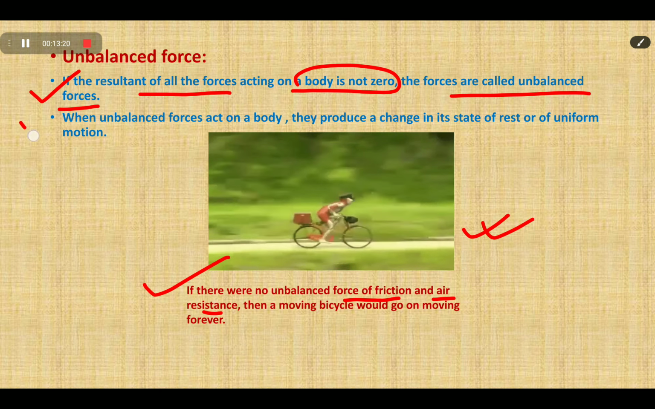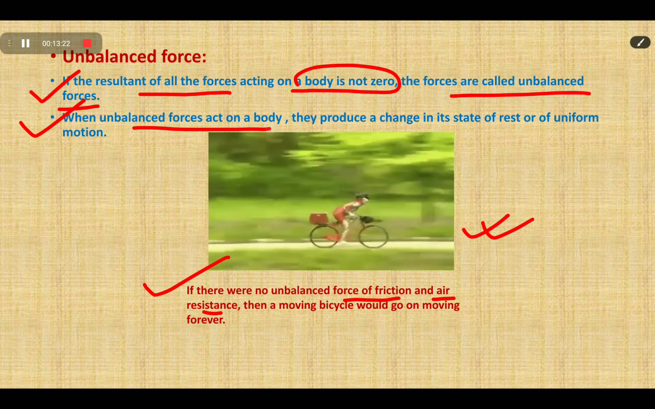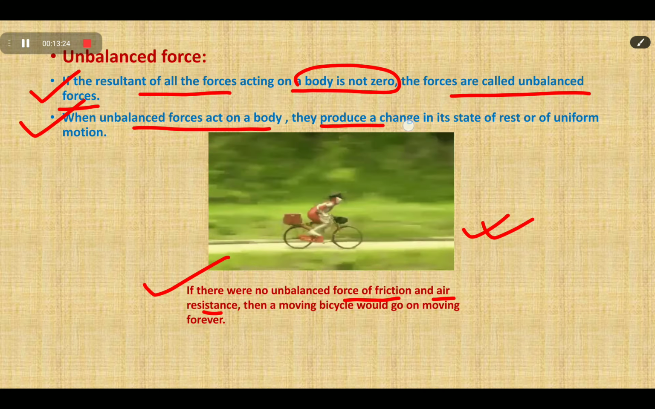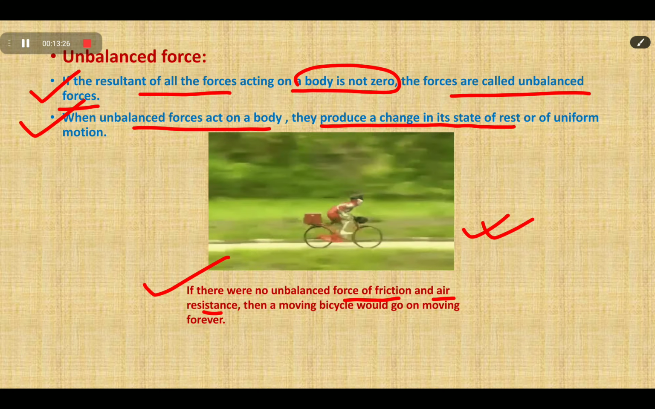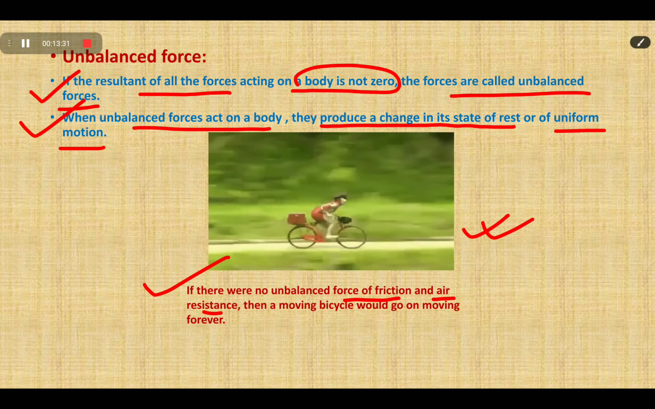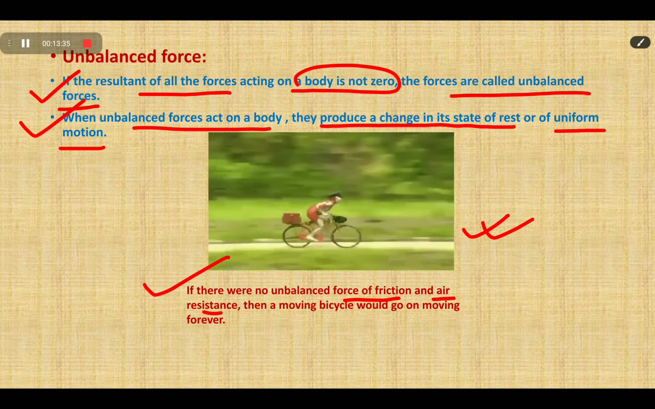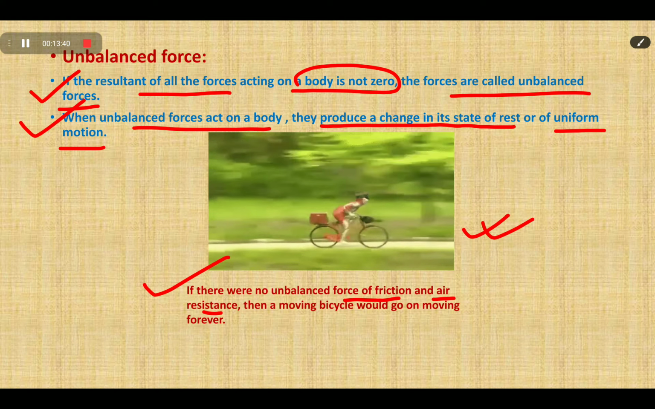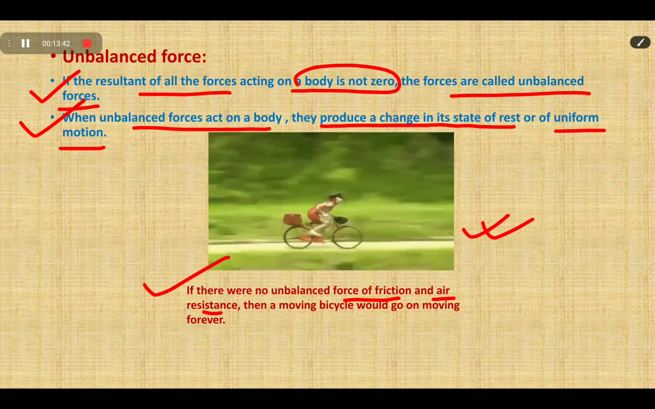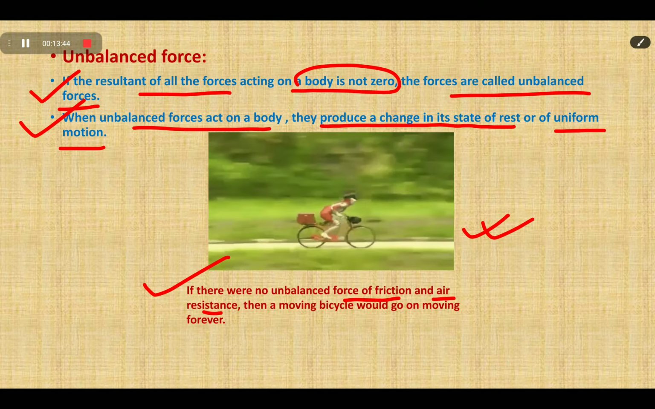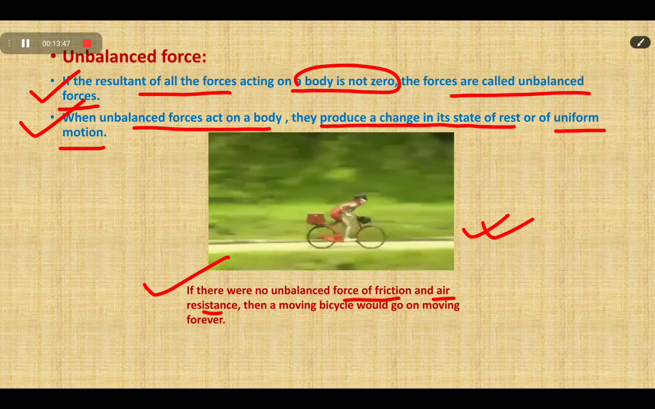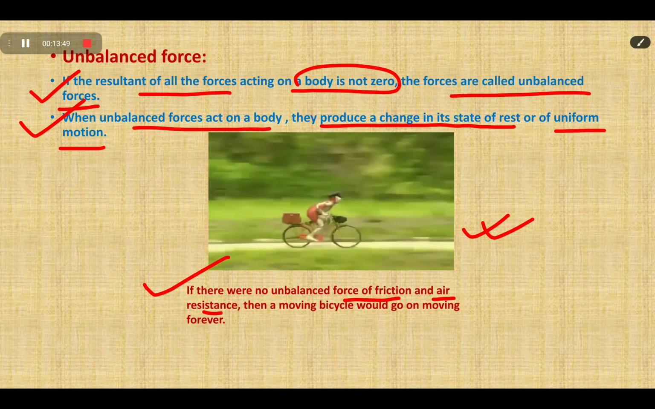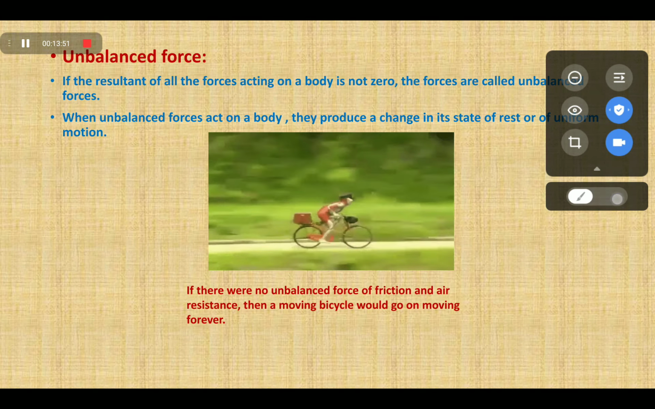When an unbalanced force acts on a body, it produces a change in its state of rest or of uniform motion. It can also change the direction of motion. So students, these are the terms related to the unbalanced force.